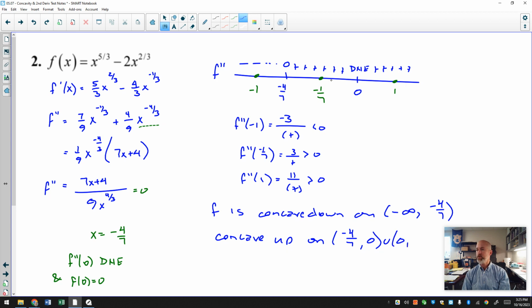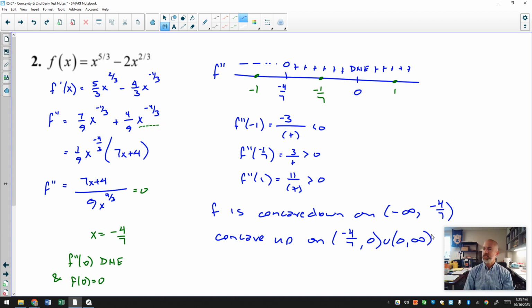Unlike intervals of increase and decrease, this is a non-existent spot. If my second derivative were equal to 0 there, or if it were defined at 0, I would probably include it. But it's not, so I'm going to go 0 to infinity on this one.